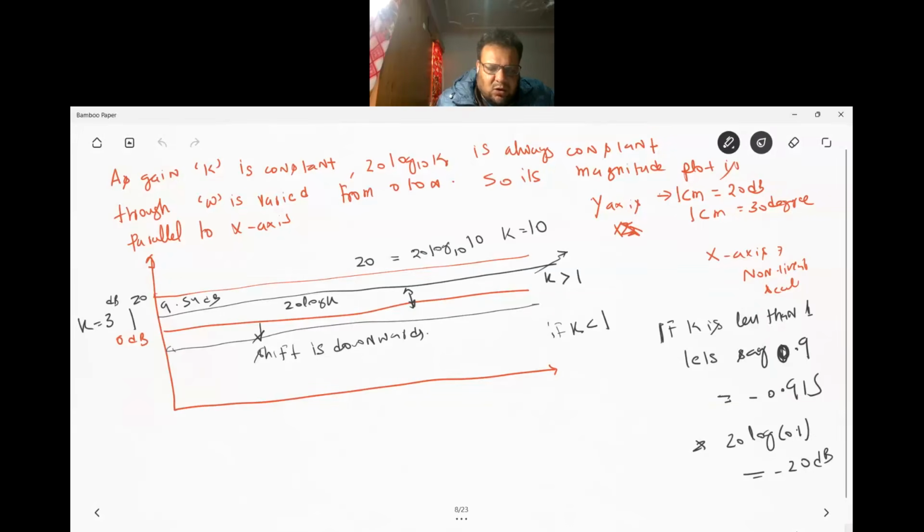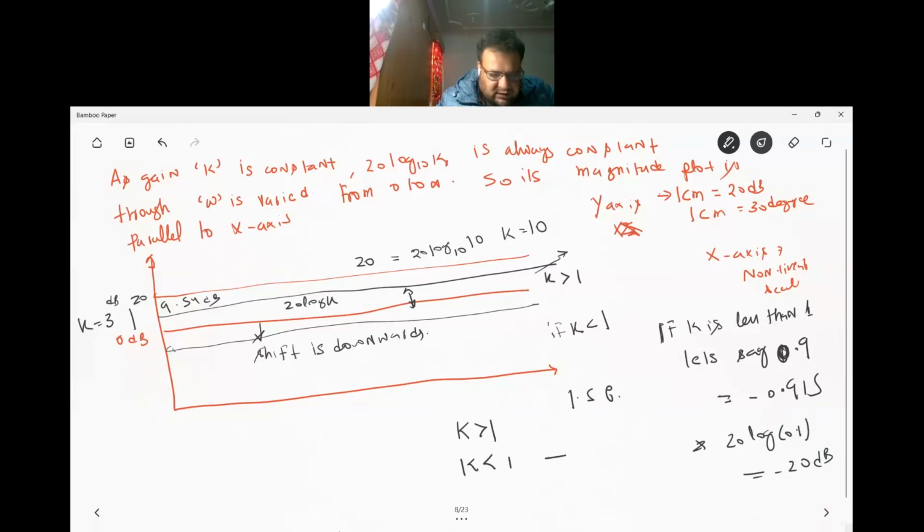Now I have written 20 log K. If I give a K value greater than 1, so if you give 20 log 1.2, you just check the 20 log 1.2 value. 20 log 1.2 value is equal to 1.58. But if it is less than 1, let's say K is 0.9, then 20 log 0.9 will give you a negative value, right?